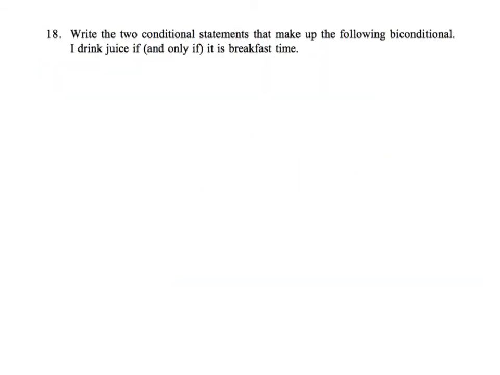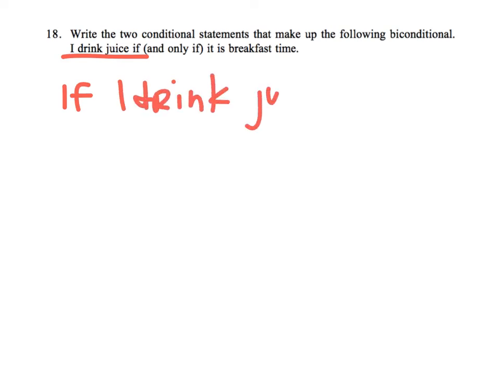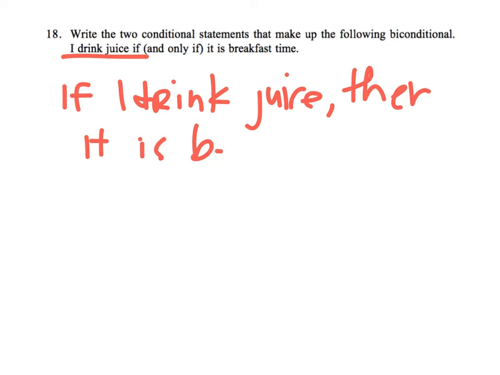And for number 18, write the 2 conditional statements that make up the following biconditional. I drink juice if and only if it is breakfast time. So your biconditional, it's 2 conditionals, but flipped around. So my first one is going to be, if I drink juice, then it's breakfast time. Mostly because I'm lazy.